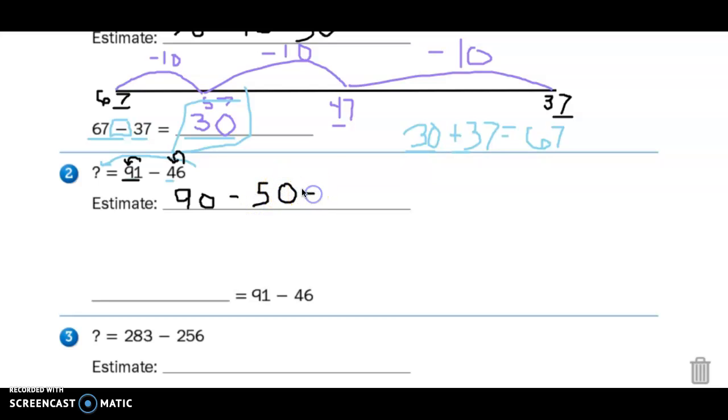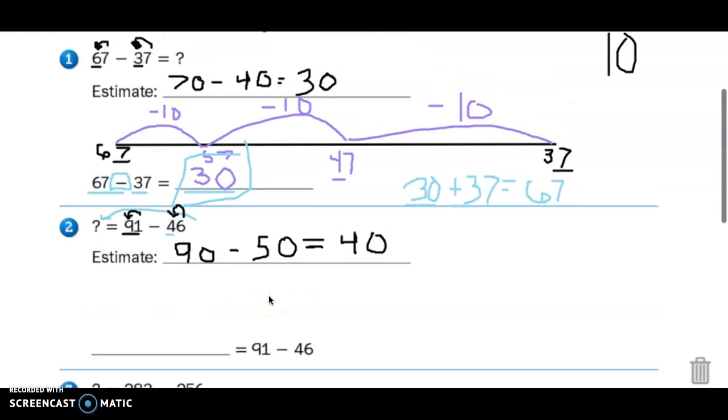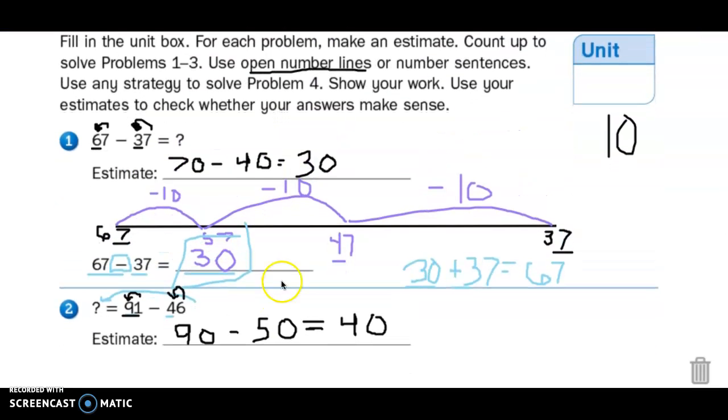What's 90 take away 50? 9 minus 5 is 4, but in our ones place, we have zeros, so let's add our 0. 90 minus 50 equals 40. That's our estimate. Oh, we forgot to check. Was our answer reasonable? Look, they're both 30. That means our answer is definitely reasonable because they were exact answers.